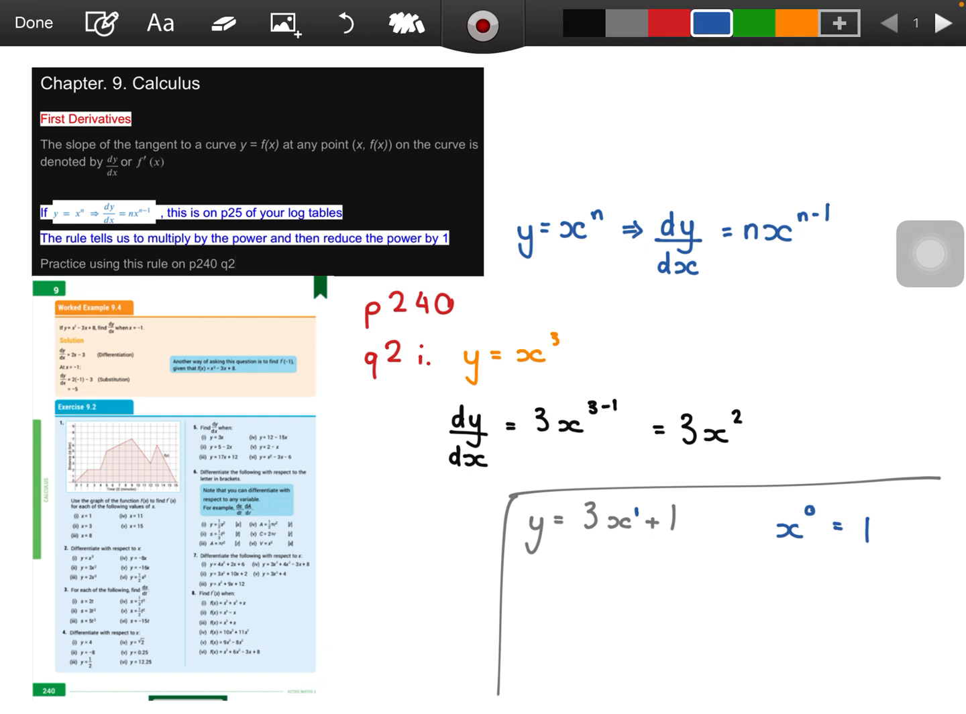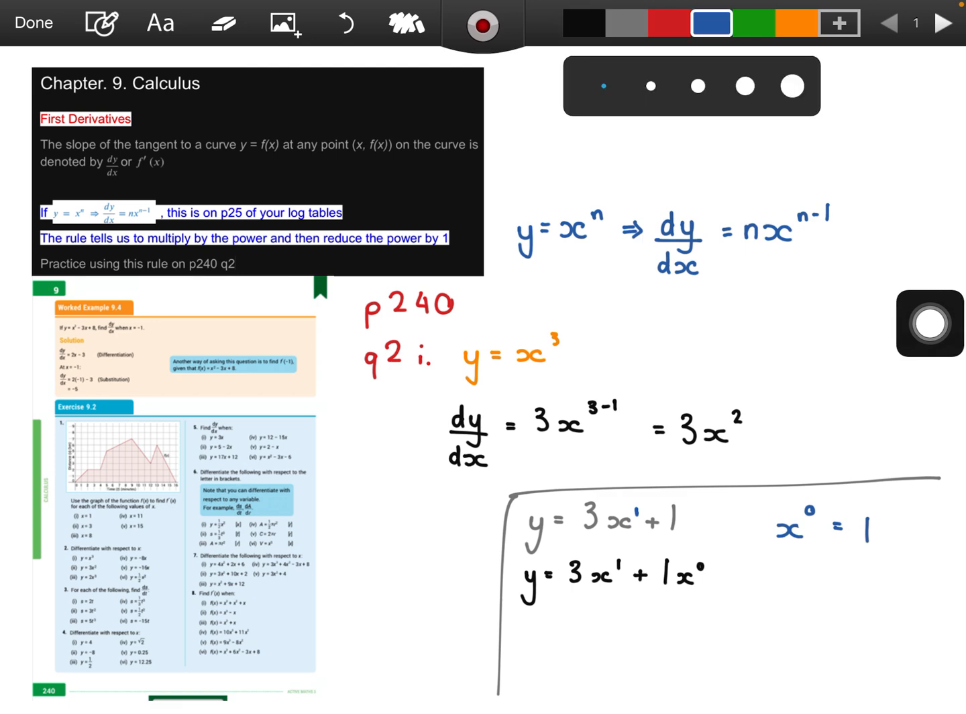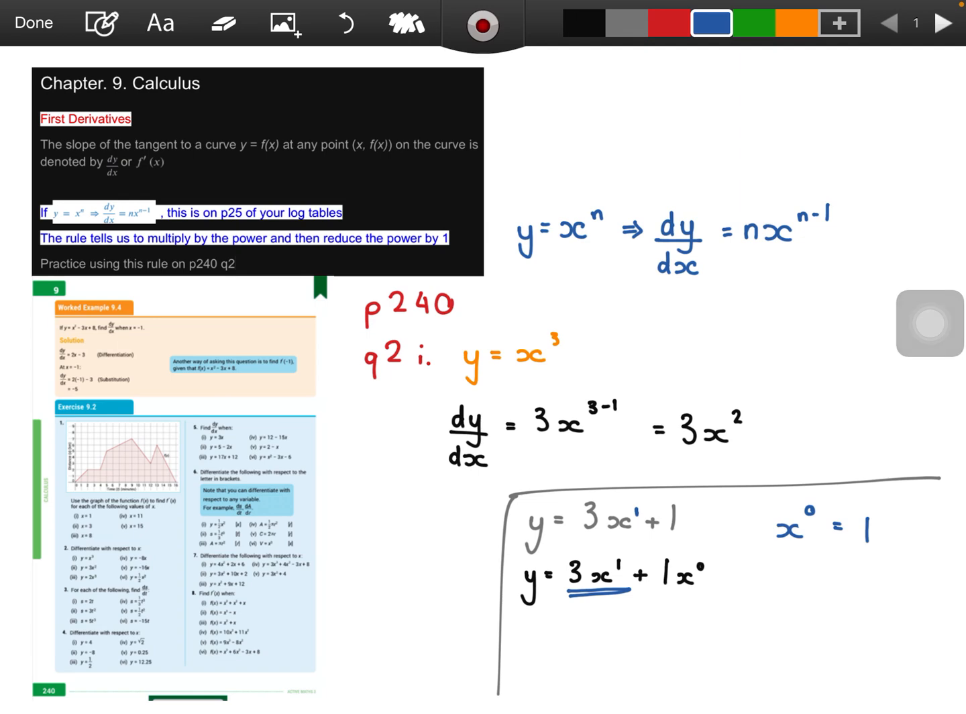Now, I'm going on a bit of a tangent here, but the reason why is because when we want to differentiate this, what we can look at it as is 3x to the power of 1 plus 1x to the power of 0. So 1 is just multiplying by 1, x to the power of 0. This allows it to make more sense to us, because when we differentiate 3x to the power of 1, it means we multiply by 1. So dy dx is going to be 3 times 1, so just 3x to the power of 0.